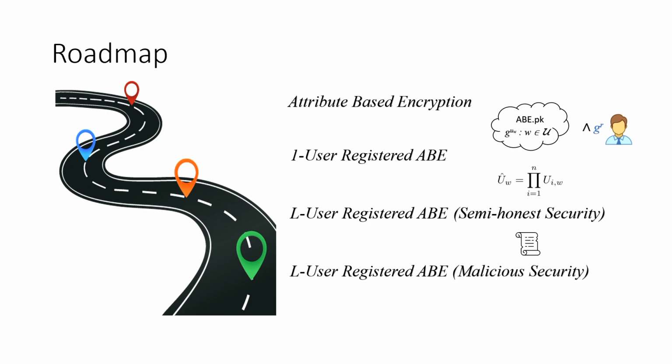And to fix this, we just require that the users attach a proof of well-formedness to their keys. In this group setting, this is pretty simple. In fact, it just requires one additional group element. And from this, we can achieve malicious security, which is the full notion of registered ABE security.